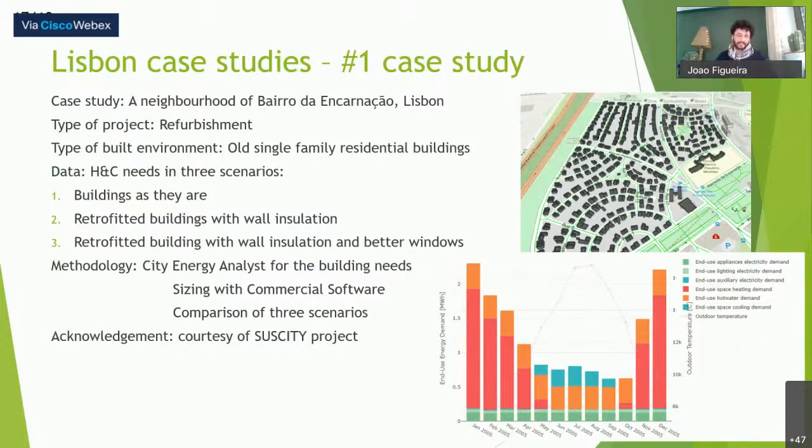As a final touch, I would like to ask for the collaboration of the COST Action. I have in hands 2 case studies, district case studies in Lisbon. The first one is intended for refurbishment, and I have the heating and cooling needs in 3 scenarios, with buildings with wall insulation, and wall insulation and better windows. And my intention is to study the suitability of having here a low temperature geothermal district heating and cooling system.